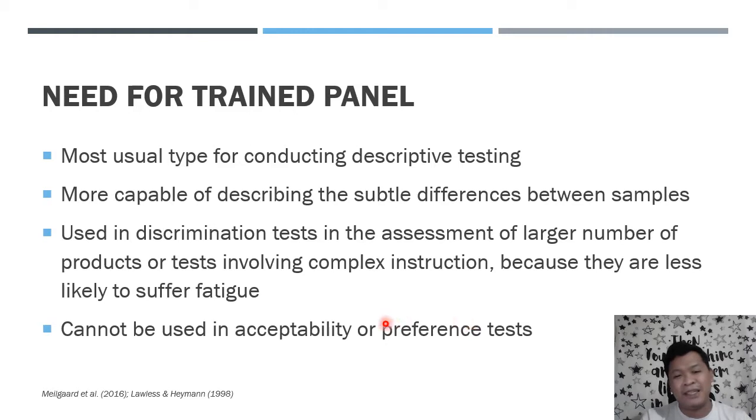Pero most likely kasi if you have a descriptive panel on hand, sila yung mga colleagues mo na medyo may bias dun sa products dahil alam na alam nila. So you would likely use people you don't know from other departments or general population for acceptability or preference test.